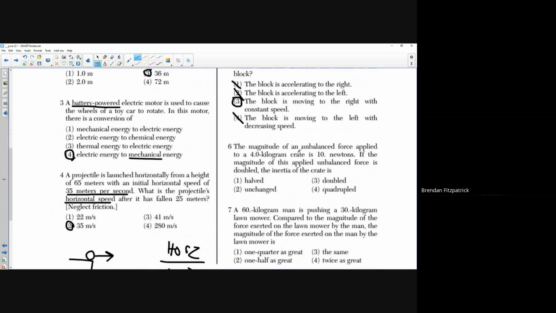6, the magnitude of an unbalanced force applied to a 4-kilogram crate is 10 newtons. If the magnitude of the applied unbalanced force is doubled, the inertia of the crate is going to remain unchanged. Inertia just means mass. So the mass of the box doesn't change just because you pushed it harder with a greater force. It's going to accelerate more, but that does not mean that it changes its mass.